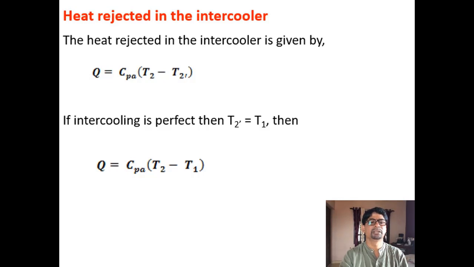And the heat rejected in the intercooler. Suppose if there is intercooling, then the heat rejected in the intercooler is calculated. This is especially applicable for multi-stage compression. So in multi-stage compression, after undergoing compression in the first stage, the air is cooled in the intercooler before it is fed to the second stage. So this is the temperature at the end of the first stage compression, and this is the temperature after intercooling. Then Q is equal to Cpa into (T2 minus T2 dash). If the intercooling is perfect, then T2 dash is equal to T1, then the heat rejected in the intercooler will be Cpa into (T2 minus T1).